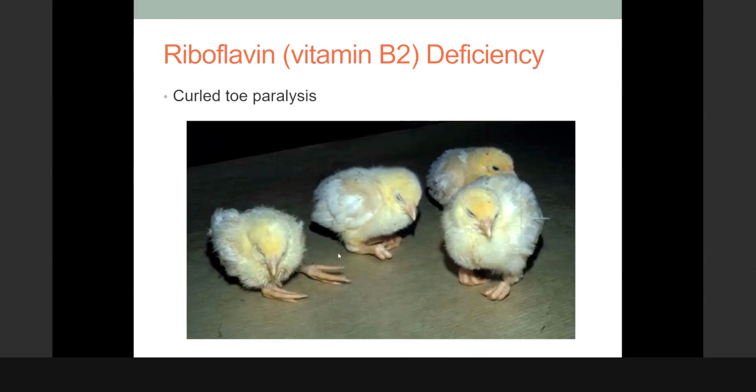Next one is riboflavin, vitamin B2 deficiency. It leads to the formation of curled toe paralysis. This one can happen. It's not that rare. What happens is all the birds will have curled toes. All the toes become curled and turn inward. You see this a lot in the brooder stage. In your chicks, you may want to consider giving vitamin B2 in their feed.